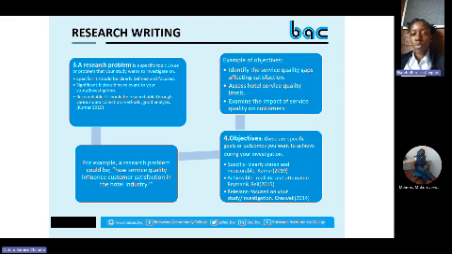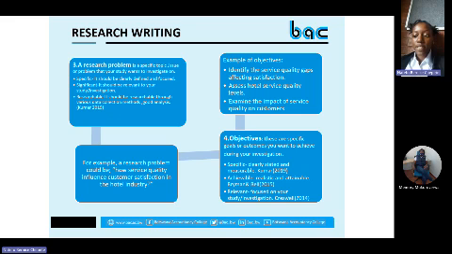This information was sourced from Kumar 2019. An example of a research problem could be how service quality influences customer satisfaction in the hotel industry. And then moving on to objectives, objectives are the specific goals or outcomes that you want to achieve during your investigation or your study.